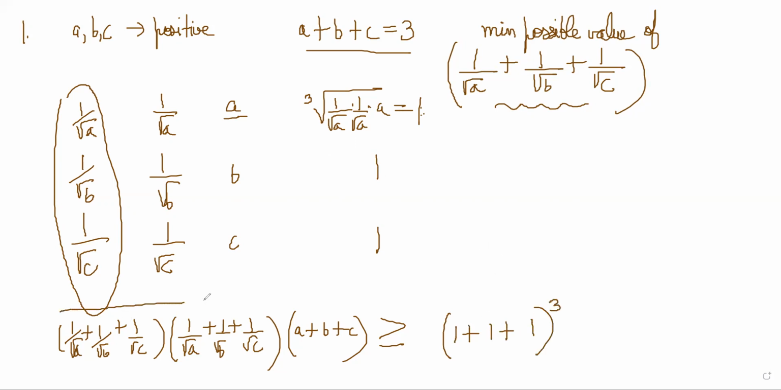So this is the stuff that I wanted to estimate: 1 by root A plus 1 by root B plus 1 by root C. Let's call it S. So you get S square into A plus B plus C is greater than or equal to 3 cube. So 27, right?